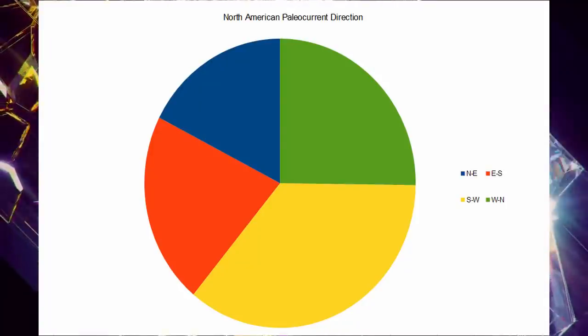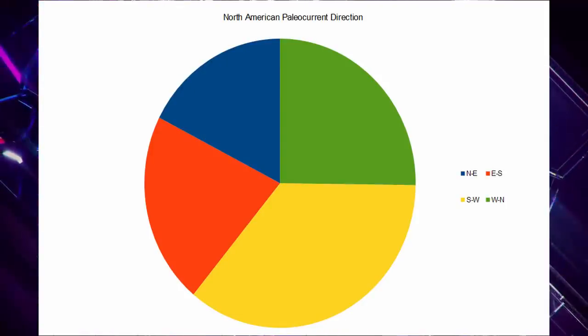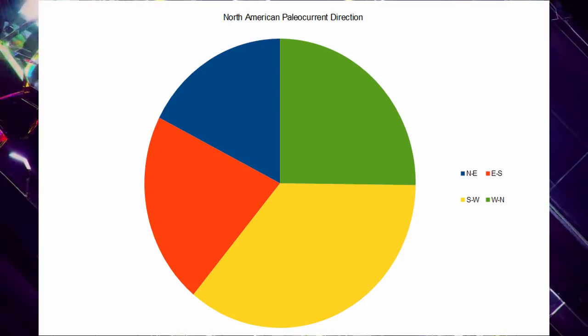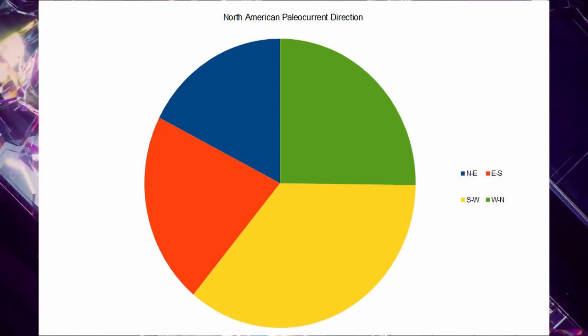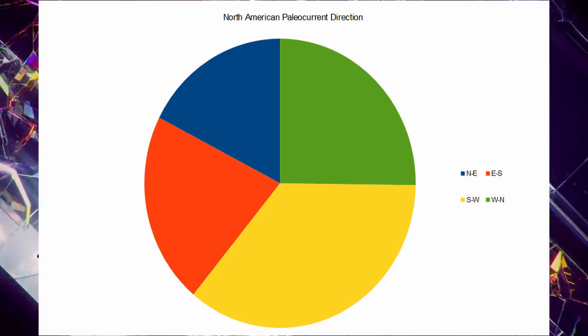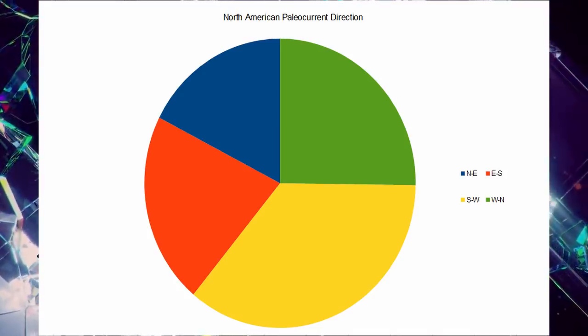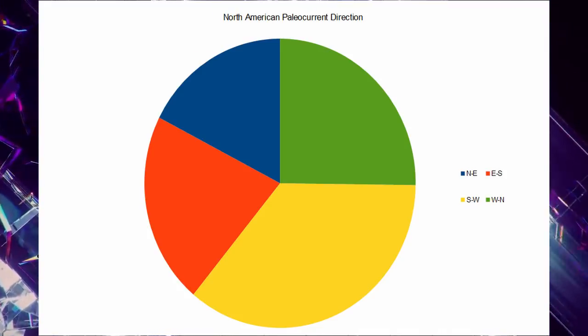I did see a trend. About 35% of paleocurrents were flowing somewhere between south and west. This was the largest group by far, but that still leaves 65% of the paleocurrents that are flowing in the wrong direction for this to have happened all in one large flooding event.